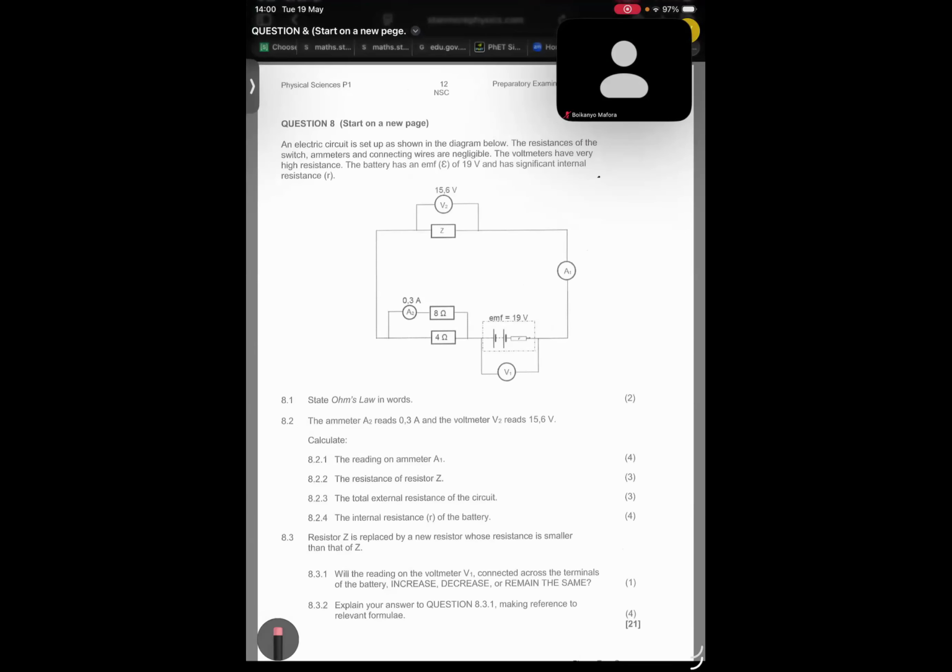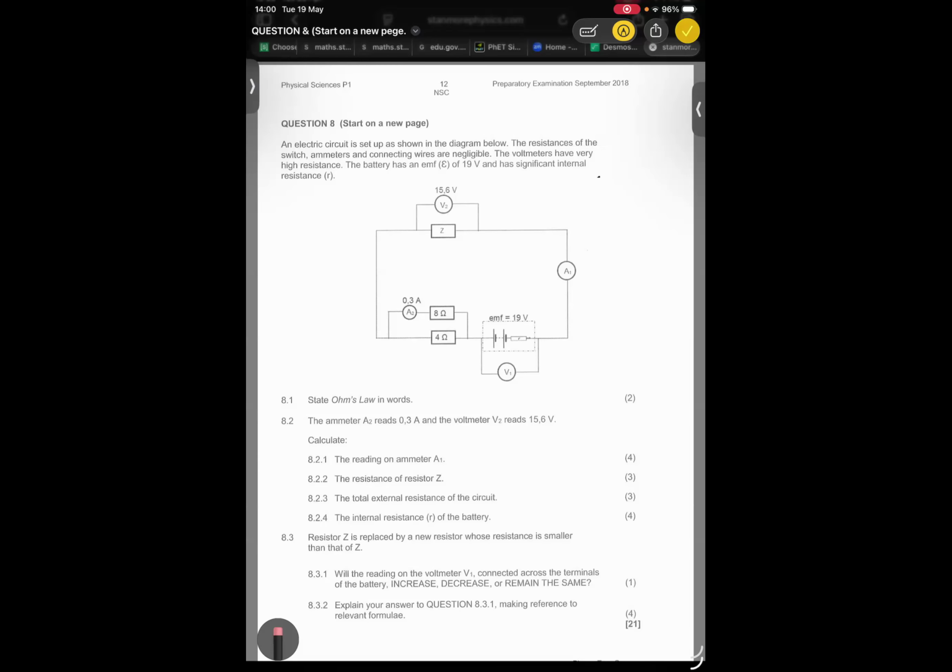Okay. So as you can see, before we do this exercise, I want to know about the series connection. In a parallel connection, what do you know about a parallel connection? What do you know about the series circuit, guys?